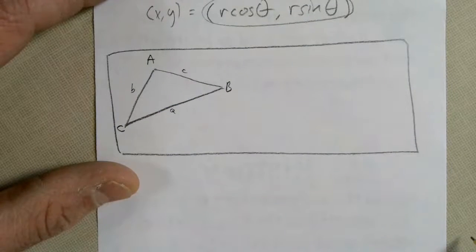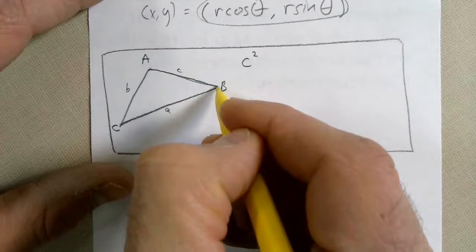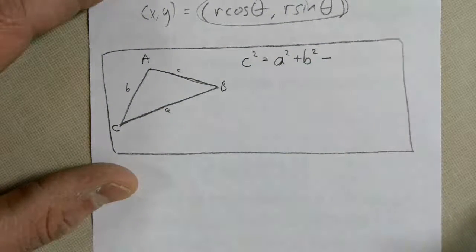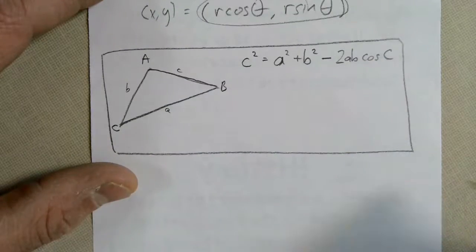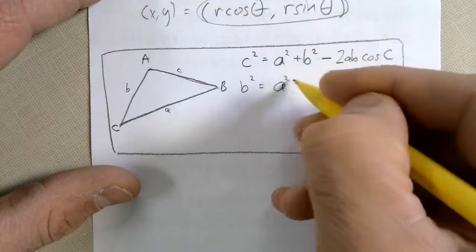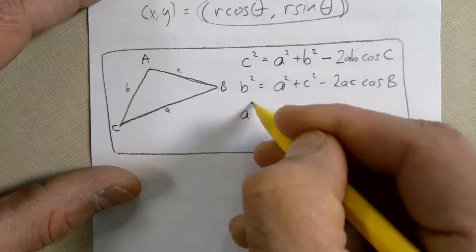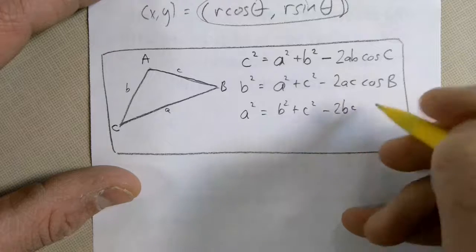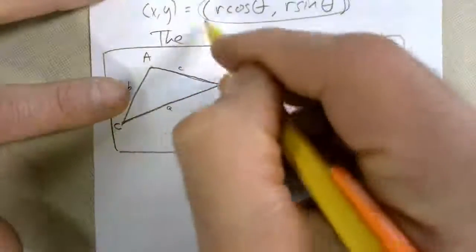So in any triangle, doesn't matter whichever triangle you're dealing with, we'll discover that C squared is equal to A squared plus B squared minus 2AB times the cosine of C. Or B squared is equal to A squared plus C squared minus 2AC times the cosine of B. And A squared is equal to B squared plus C squared minus 2BC times the cosine of A. Now, this seems like it might be really hard to memorize, but with the law of cosines, there's a pattern here.